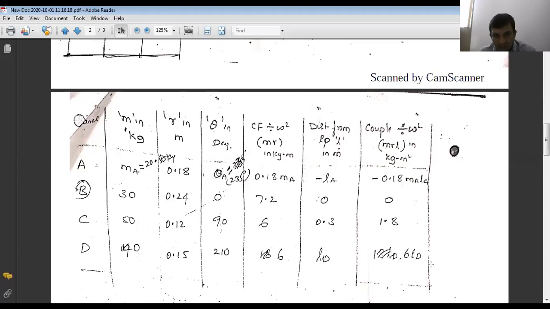Now once you complete the table, then you tell me. Once your table is constructed, then we'll go for further. Until that, we'll not go for the next step.